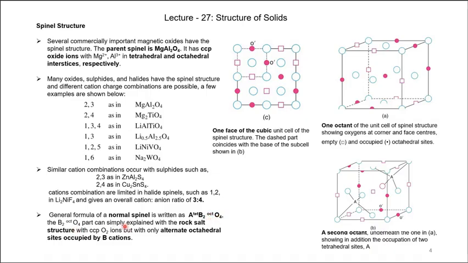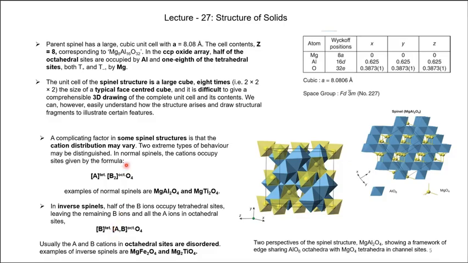So this is how we fill the octahedral sites. We can simplify it like a rock salt structure with cubic close-packed oxide ions, but with only alternate octahedral sites filled by B cations. We have to talk a little bit more about this type of structure, and with this slide we will finish the spinel structure, and thereby also finish today's lecture.